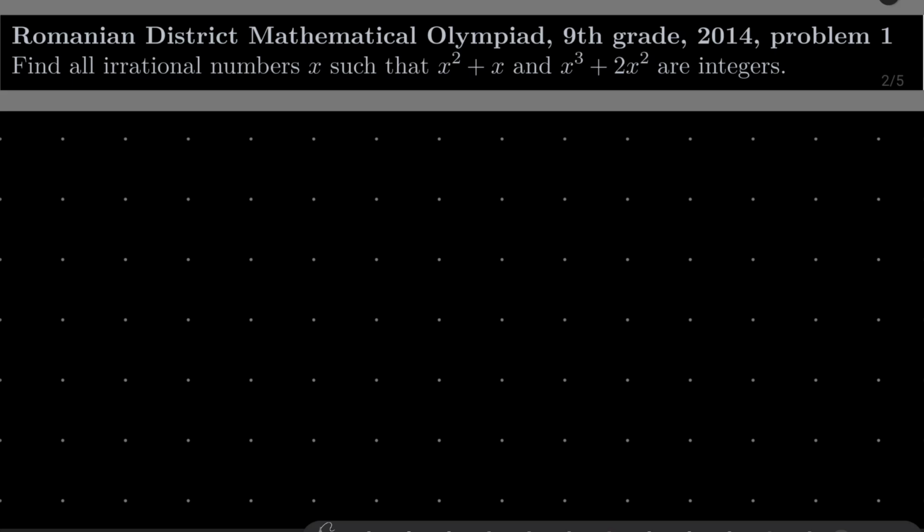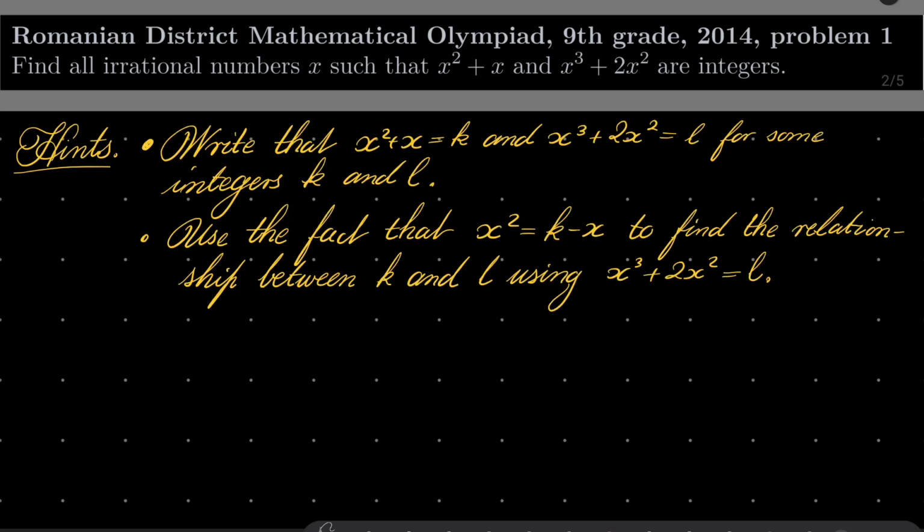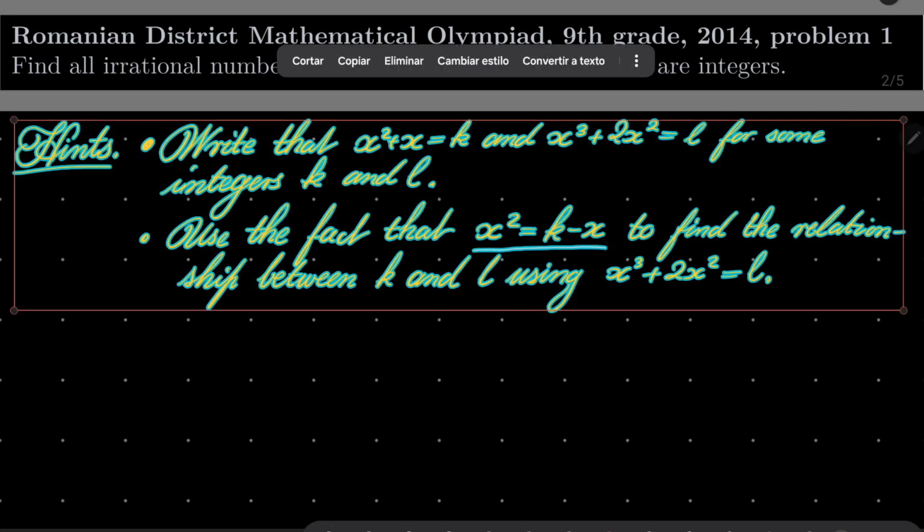So here are my hints for this problem. First, write that x squared plus x is k, and x cubed plus 2x squared is L, for some integers k and L. From the first equation you should be able to derive x squared equals k minus x, and use this in the second equation to find some relationship between k and L. And the problem should be straightforward from there. So give this problem a try.